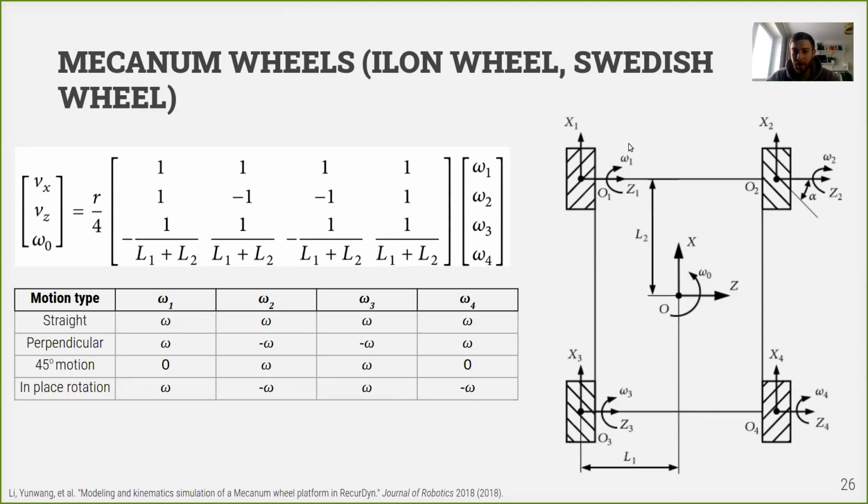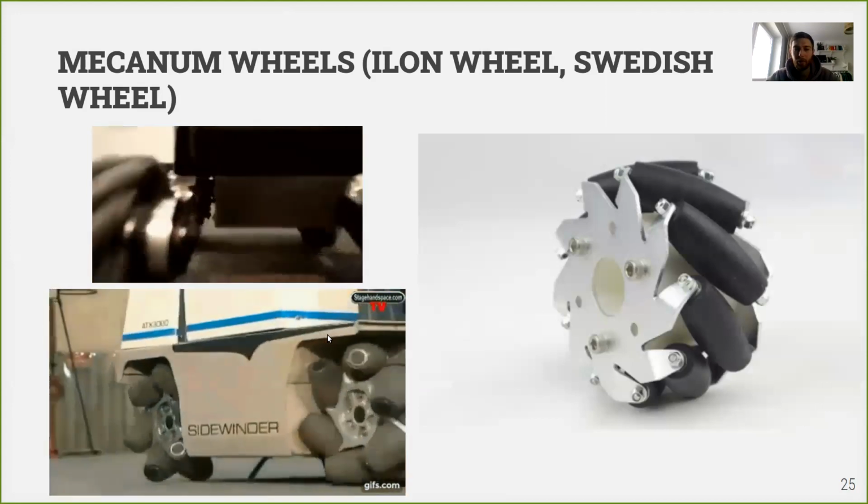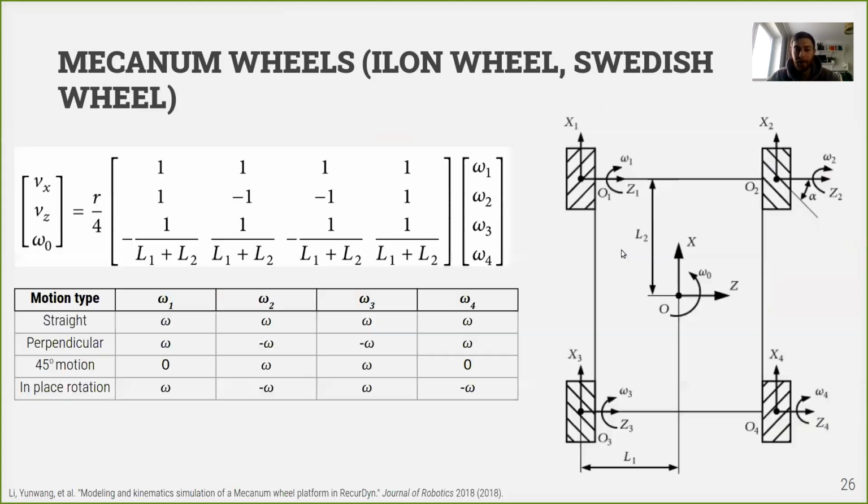So we can move straight, perpendicular, 45 degrees. We can rotate in place to change our orientation. So these wheels also allow us to operate in really confined spaces. They are really easily controllable because this is the whole kinematics equation we need to apply to control our robots. On the right side, there are angular velocities of the four wheels. On the left side, we will get our x, z speed, and the angular velocity of the whole robot. So it is a really simple equation, which allows us to control the robot and to perform really complex maneuvers.